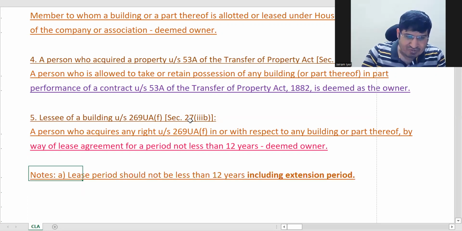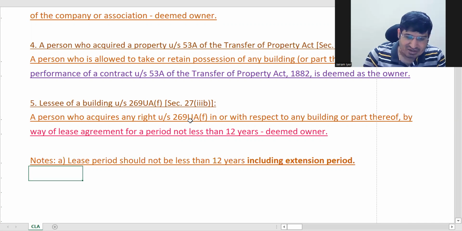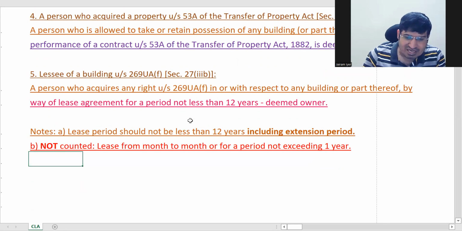Now here, one more thing: the lease period should not be less than 12 years including the extension period. In leases, many times what happens is, say you have signed a 4 year lease, and now you will have the right to extend for another 8 years. So the lease period should not be less than 12 years including the extension period. Remember here that what is not counted is a lease from month to month or for a period not exceeding 1 year. Let us see one example, you will understand it. Seeing that example will help us understand.